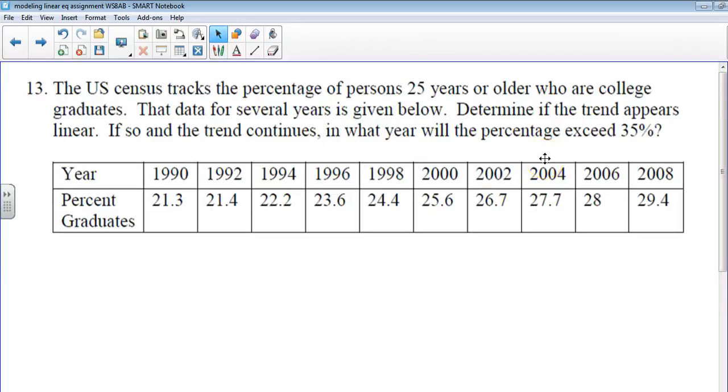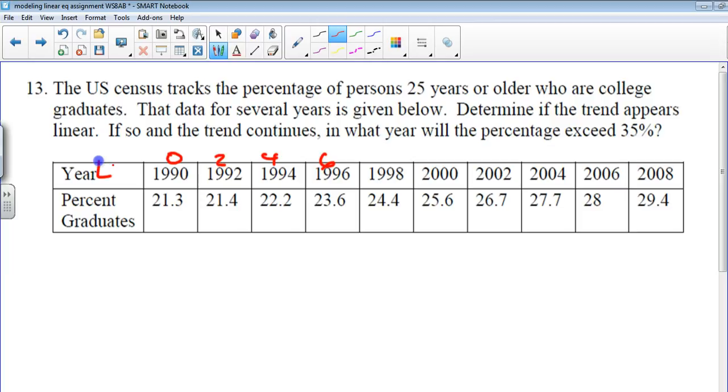It doesn't say whether to use a particular year. Can we use maybe years since 1990, just then we don't have to type such big numbers in? Okay. So if we use years since 1990, we actually have to put in 0, 2, 4, 6, 8, 10, 12, 14, 16, and 18, right? For list 1. Okay, and then these for list 2, because these are going to be our X's and these are going to be our Y's. Everybody with me here?